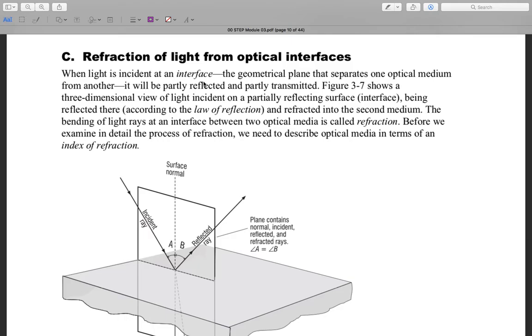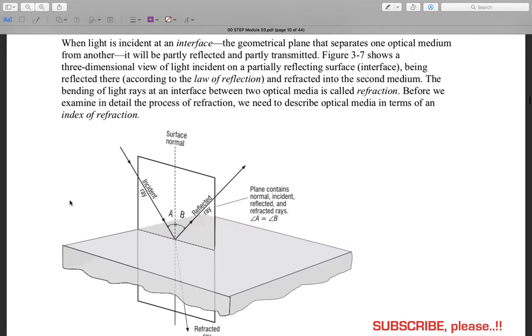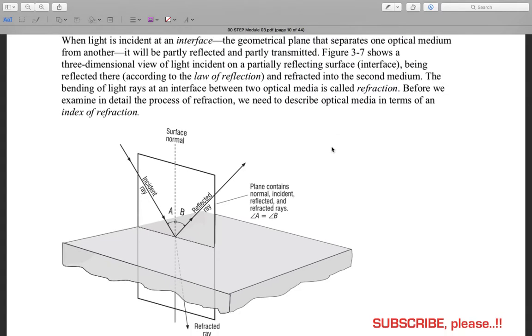When light is incident on an interface, the geometrical plane that separates one optical medium from another, it will be partly reflected and partly transmitted. We can see here, partly reflected and partly refracted. In figure 3.7, a three-dimensional view of light incident on a partially reflecting surface or interface, being reflected according to the law of reflection and transmitted into the second medium.